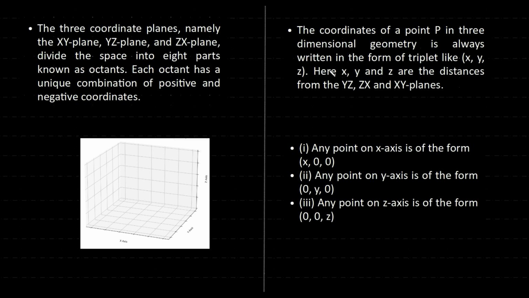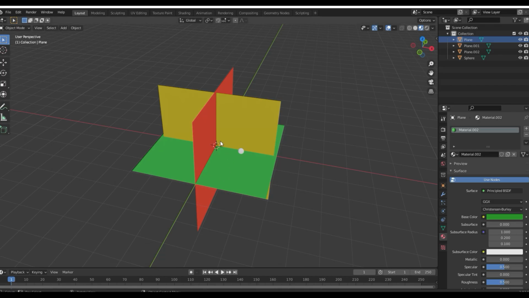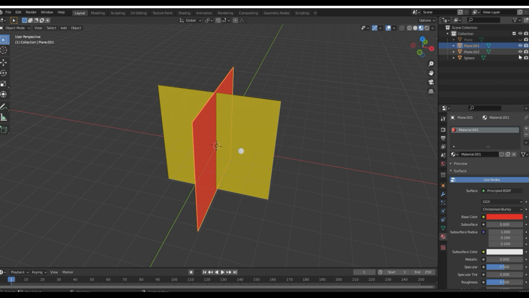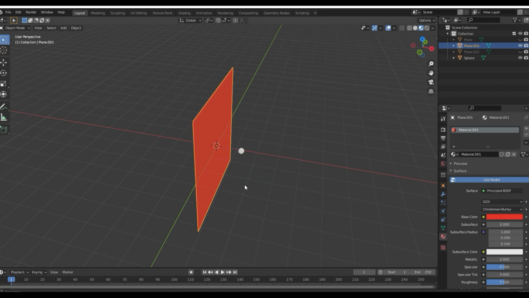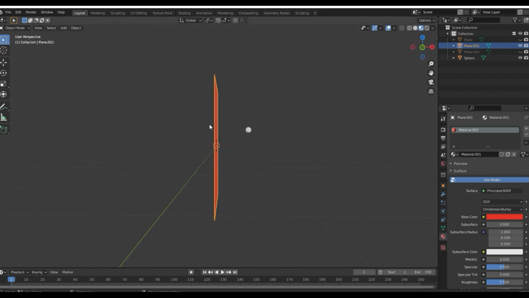The coordinates of a point P in three-dimensional geometry are always written in the form x, y, and z. Here, x, y, and z are the distances from the yz, zx, and xy planes. Let me take one example. If I take the yz plane, this is the red one, and forget about everything else. If I measure the distance from this to the right, we are indirectly measuring the x quantity, how far it is along the x-axis. So these are x.